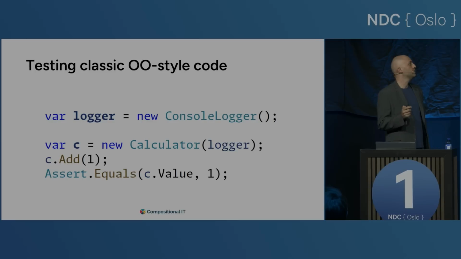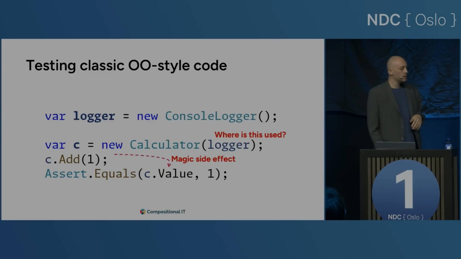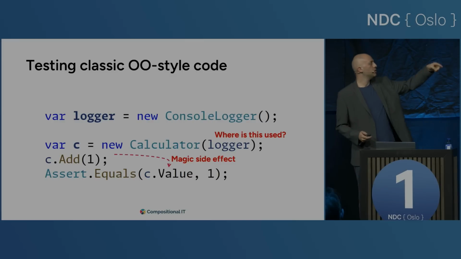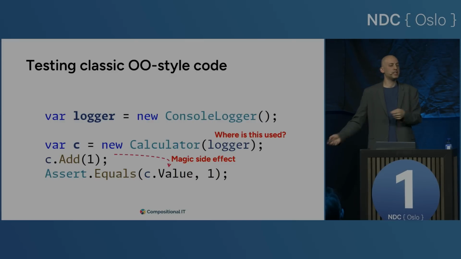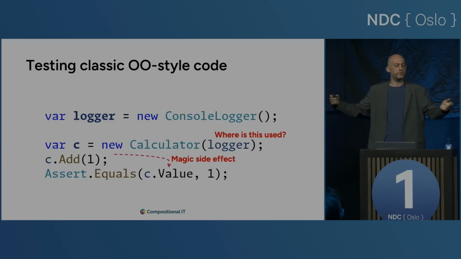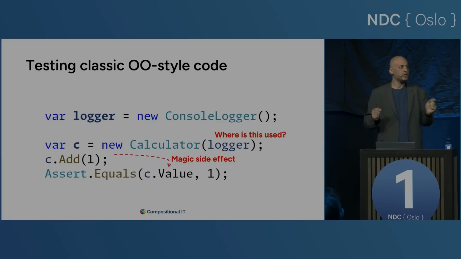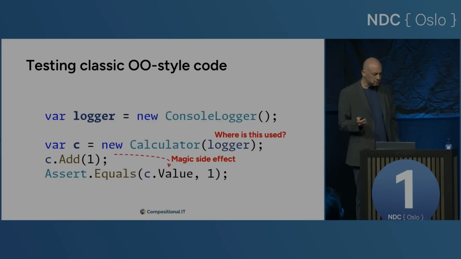What about testing? The same sort of thing. If we wanted to write a unit test for this function, you call this calculator, and you pass in a logger. You don't know where it's used. You call add, but then you assert on a different thing completely. You assert against value. You have to know that I called add, but that's going to modify this value property. It's action at a distance, shall we say.